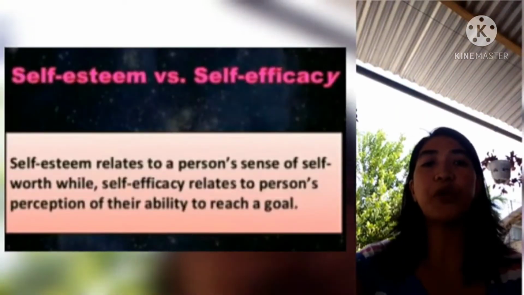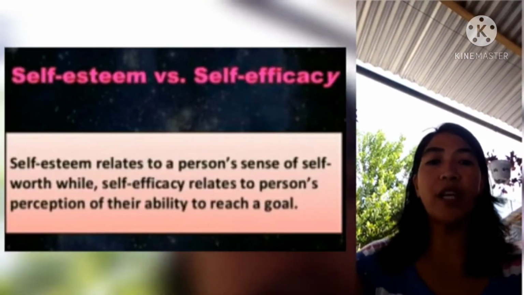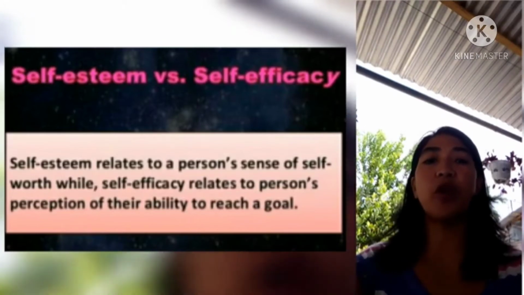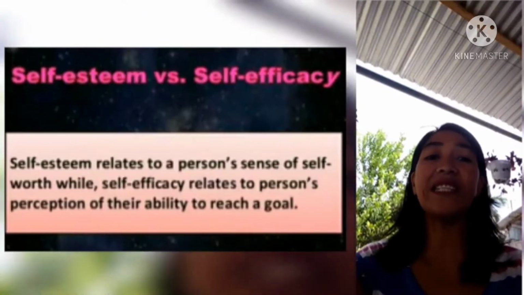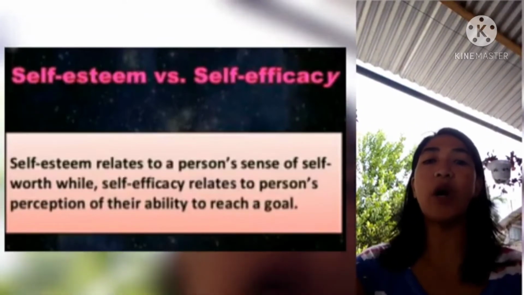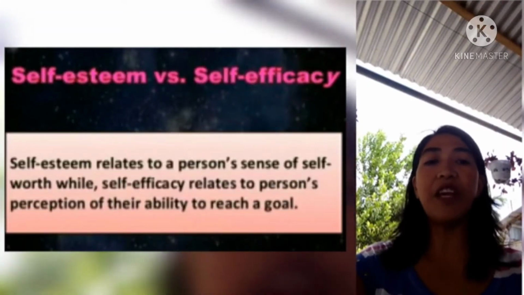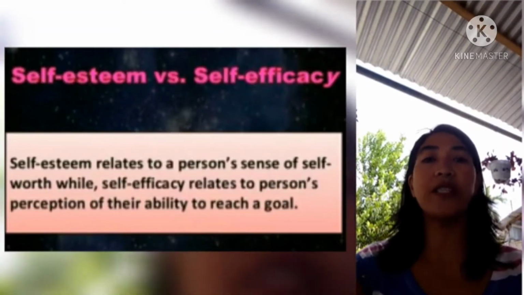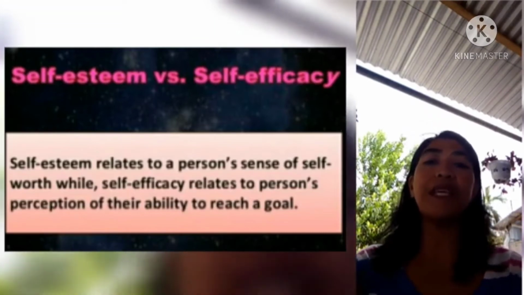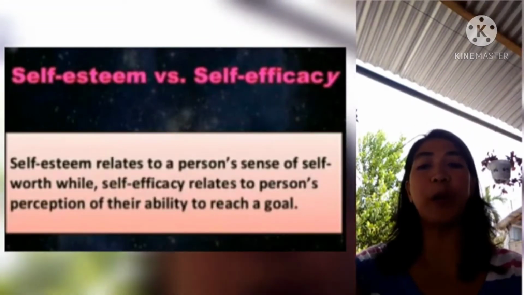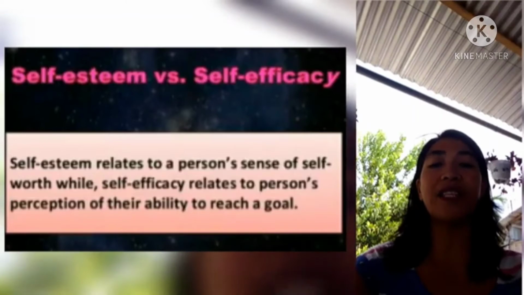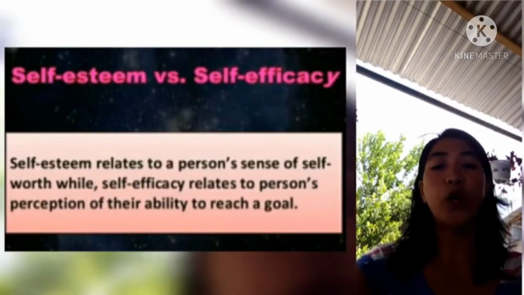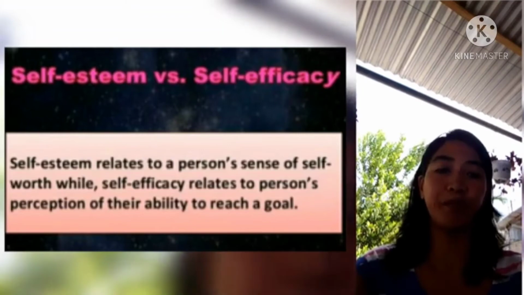Self-esteem versus self-efficacy. Self-esteem relates to a person's sense of self-worth, while self-efficacy relates to a person's perceptions of their ability to reach a goal. Self-esteem is a realistic respect for your ability to achieve or thrive in life, the belief that one has value and self-worth. Self-efficacy is how you feel about your ability to function in different situations, the belief that one has the capabilities to initiate or sustain a desired behavior.